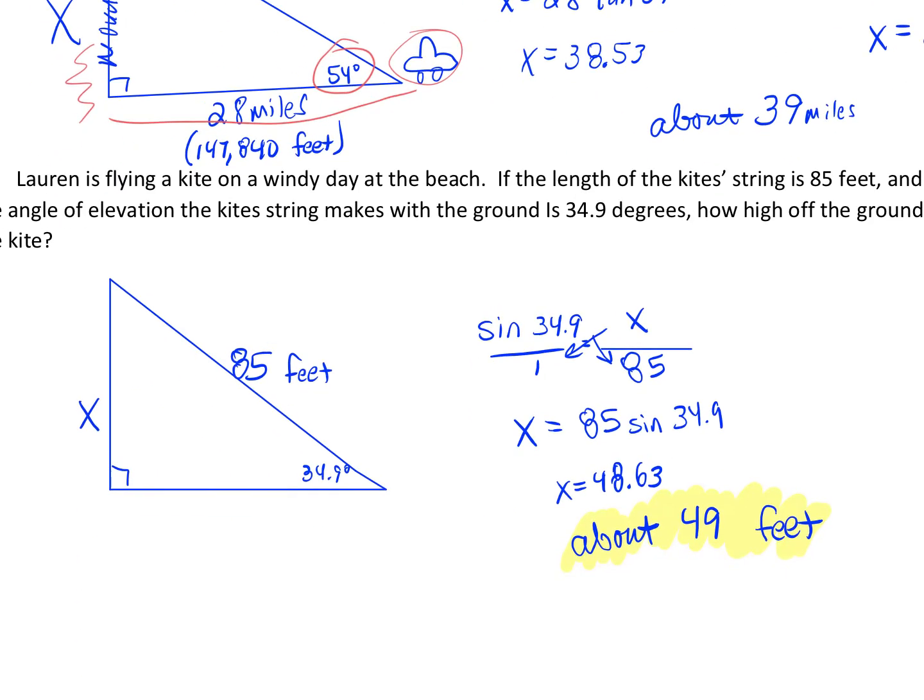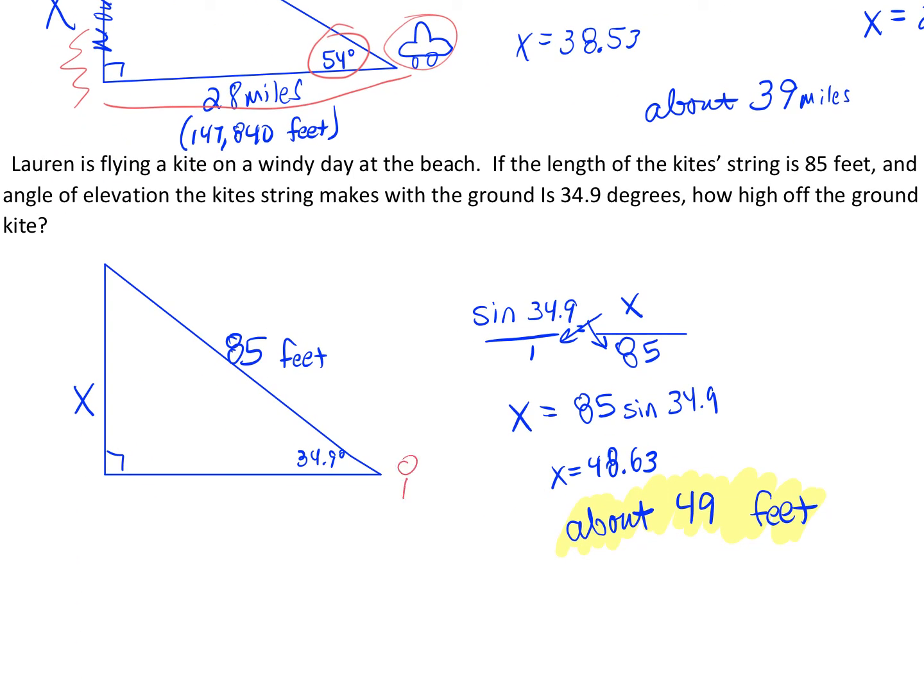All right, and then we have my friend Lauren. Everybody know Lauren? Ms. Carver? Lauren's flying a kite, right? I told you guys, as soon as we talk about a kite, you think the string of the kite is going to be your hypotenuse. It tells you the length of the kite string.